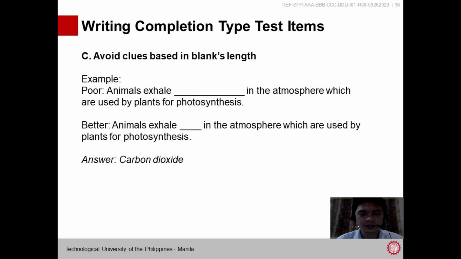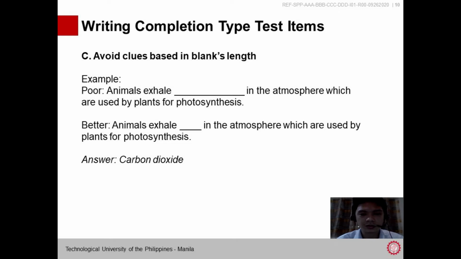Ang carbon dioxide kapag in-spell out mo siya dito ay mahaba talaga. So, may possibility na mapunan niya yung space na yan. Pero, gaya nga ng suggestion dito, hindi dapat bibigay ng clue base sa length ng blank.